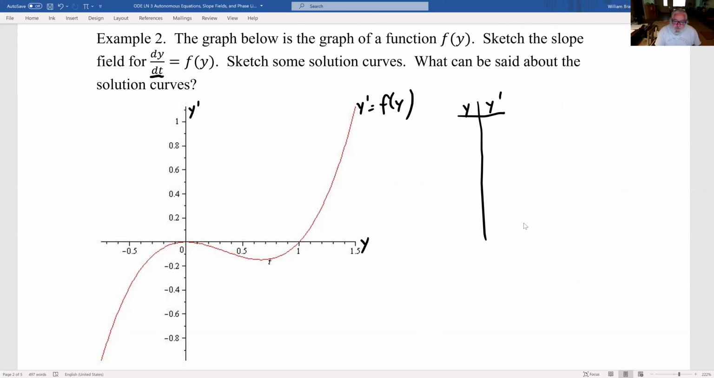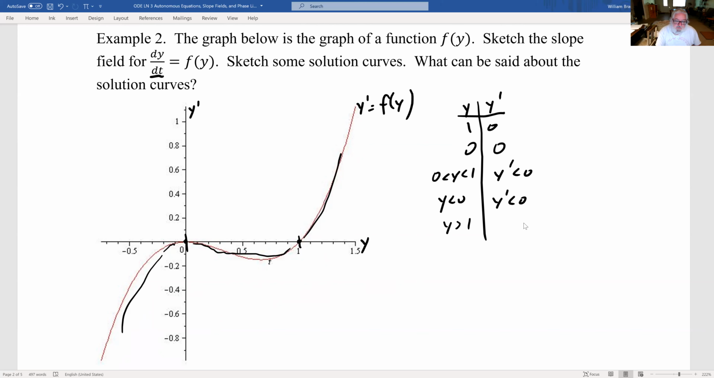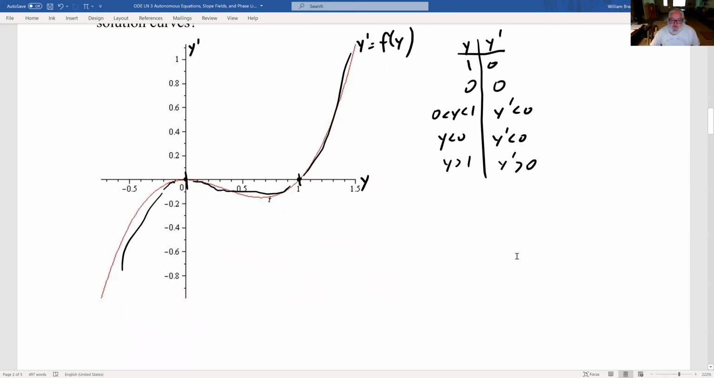Well, we know when y equals 1, y prime equals 0. When y equals 0, y prime is equal to 0. If y is between 0 and 1, y prime is less than 0, right? So if we're taking any y in this interval here, our y prime is negative because it's below the y-axis. If we take y less than 0, y prime is also less than 0. If we take y greater than 1, my derivative is positive. Right? And that allows us to sort of quickly sketch a graph.